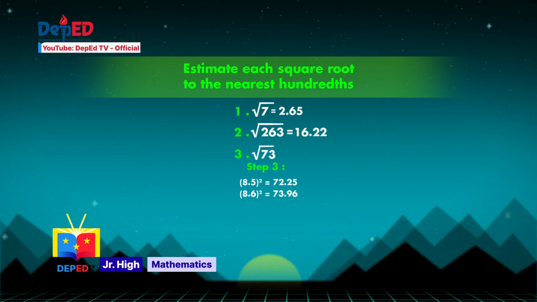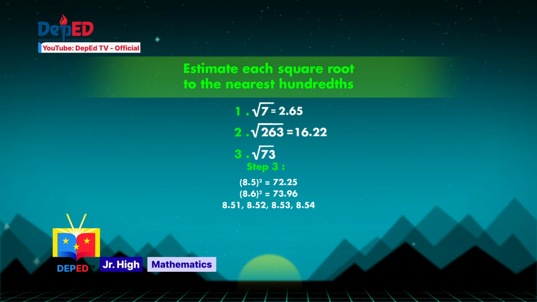Step 3. We know that the value of 73 is closer to 72.25 than to 73.96. So, the square root of 73 must be closer to 8.5. Let us try 8.51, 8.52, 8.53, and 8.54.